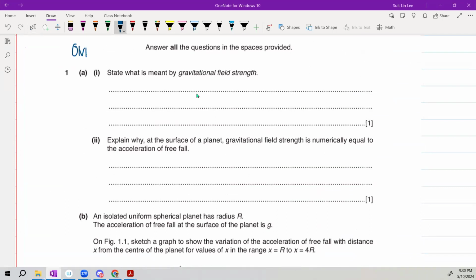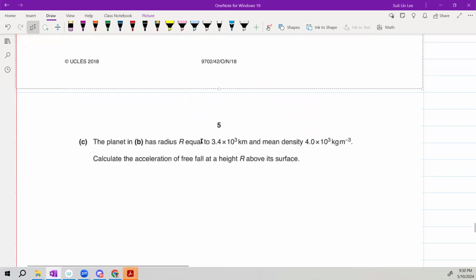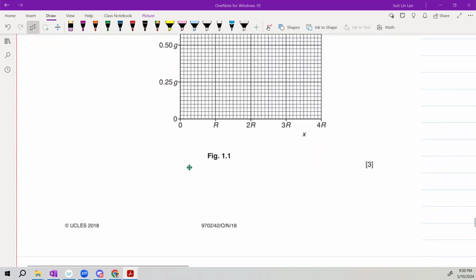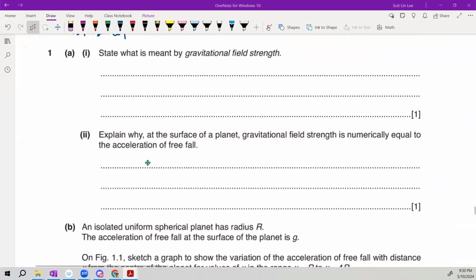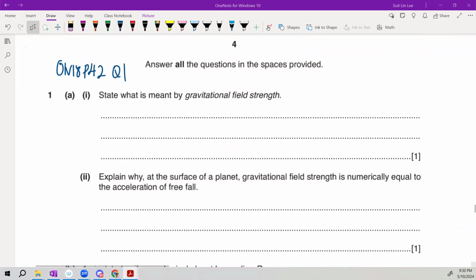Okay, this is Winter 18, paper 4. The focus is on part C, but I'll run through the whole question with you in case you haven't done it yet. Okay. So the first part is a pretty standard explanation. This is an old question. Okay. So gravitational field strength is basically gravitational force per unit mass. Don't write the equation, okay? This is the definition.